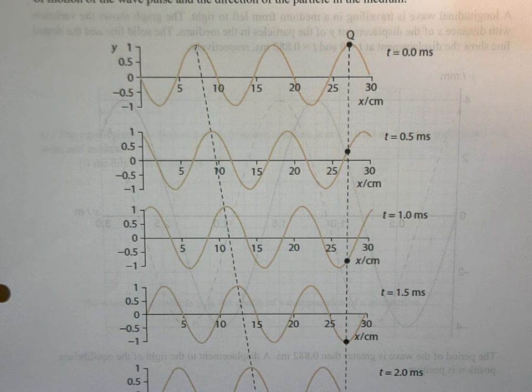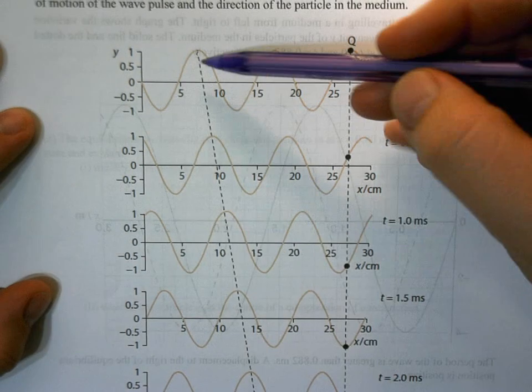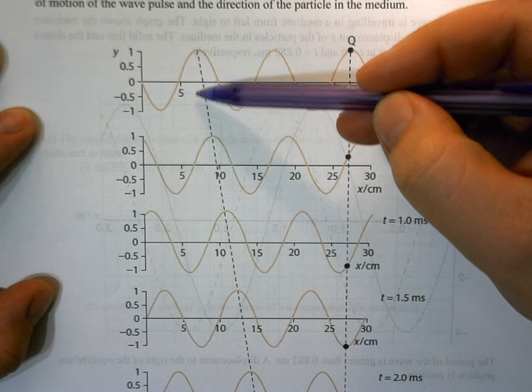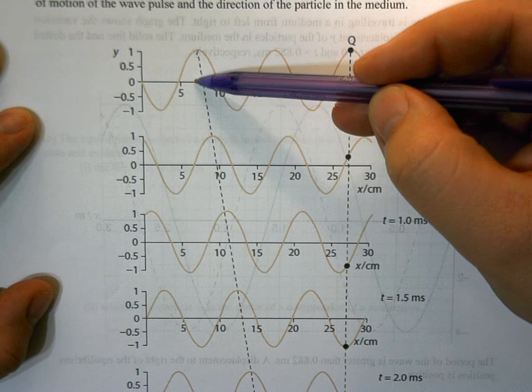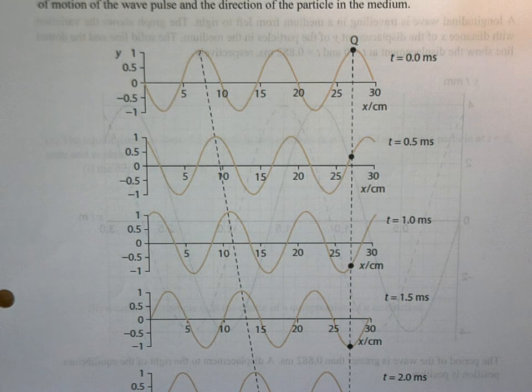So when we're trying to find the actual speed of the wave, in this case we see that this wave has moved a slight distance, probably this crest from here to here, in a time of 0.5 milliseconds. We could use that to determine the speed of the wave. That's meant to show the speed of the wave or the pulse.